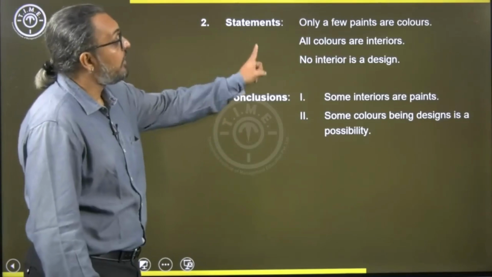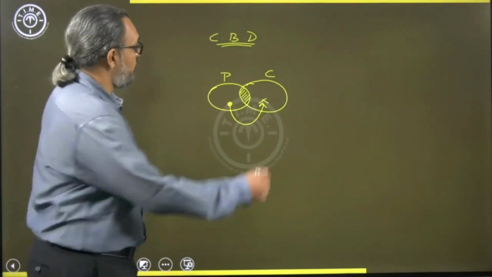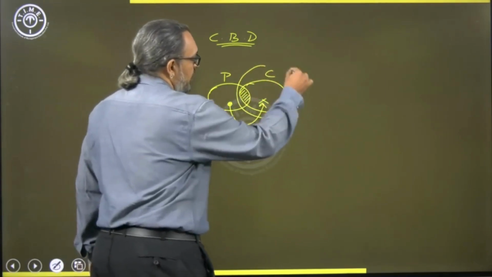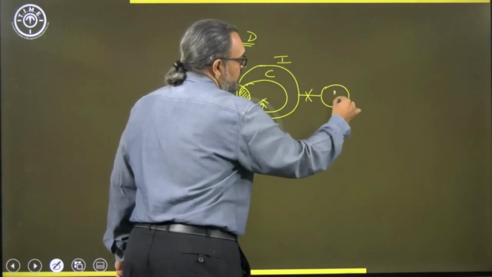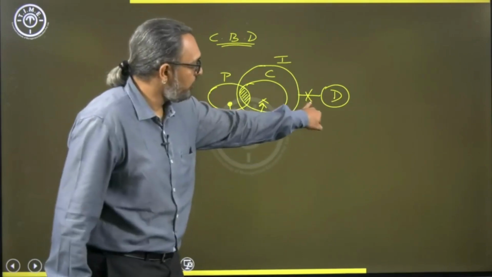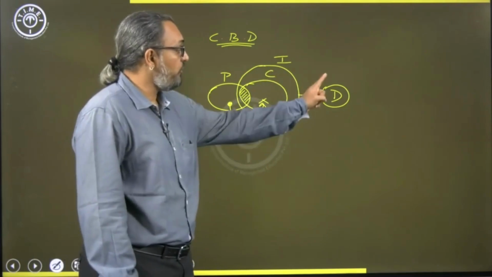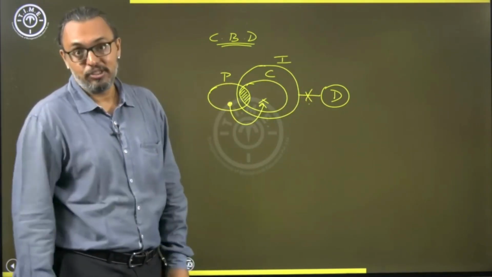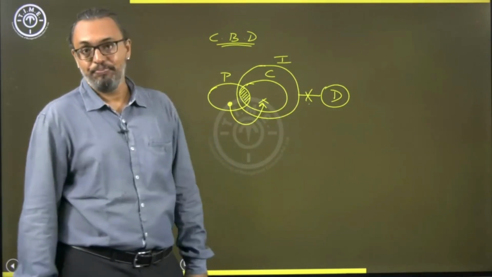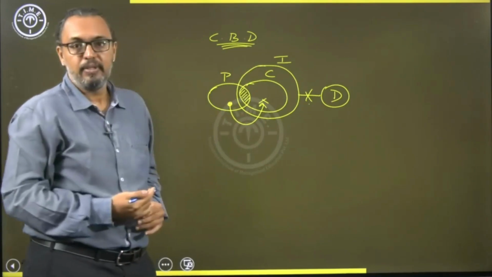Then we have: all colors are interiors and no interior is a design. This again is an indication that we make here. When he says no, that means the boundary of interior and the boundary of design should never overlap with each other. That is what is meant by no. So this is how you get your combined basic diagram.